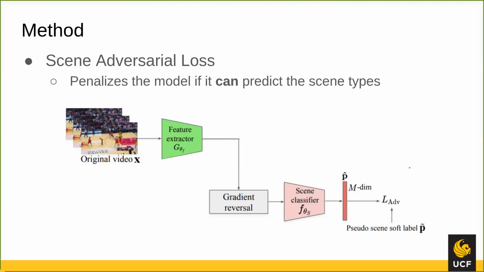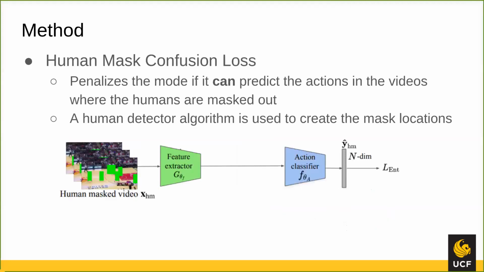And then the last loss that they add was human mask confusion loss. This penalizes the model if it can predict actions where there are no humans visible. They just use a detector to find humans and mask them. They take a video, they mask away all the humans performing the action, and then they pass it through the feature extractor, the same feature extractor that they used in the original video.